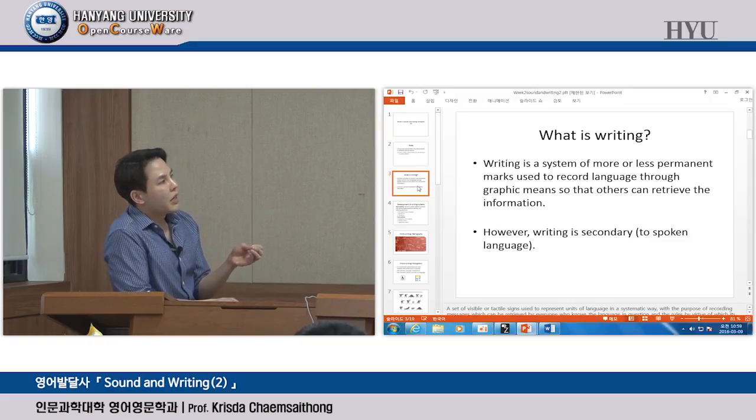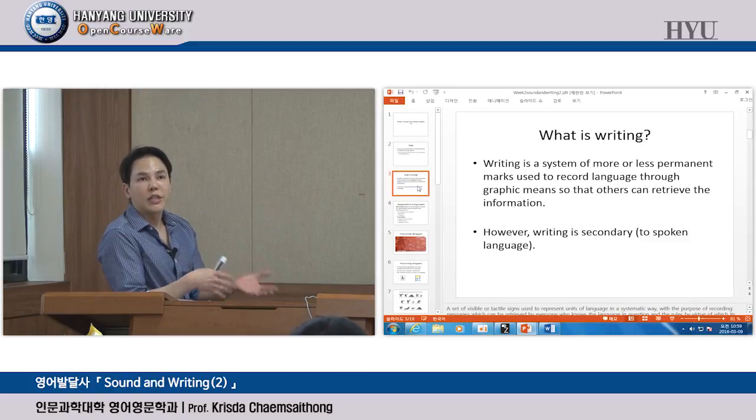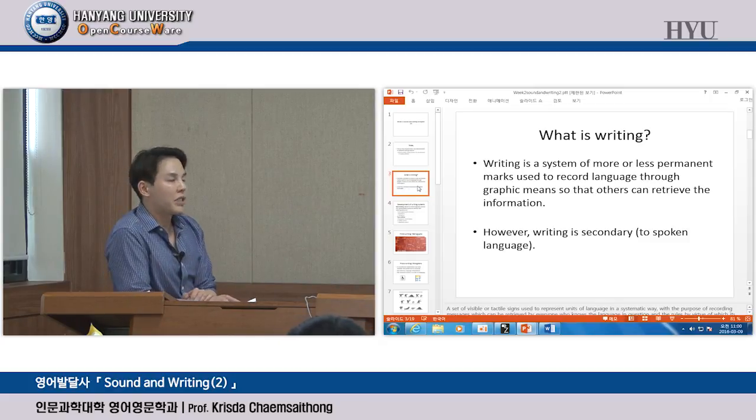But the first writing was for the purpose of trade. So you keep a record of how many lambs you sent to a customer, how many barrels of oil you sent to a customer, like that. So it was for more mundane, more basic purposes rather than for preserving literature like that.